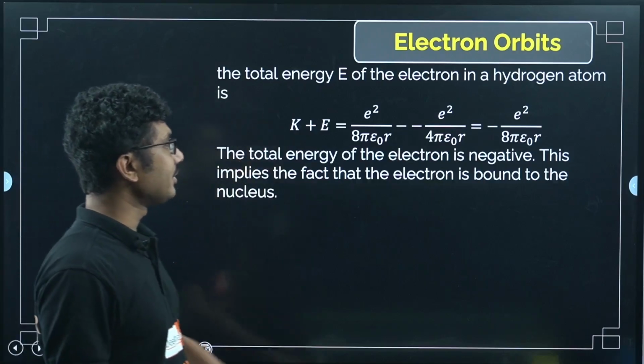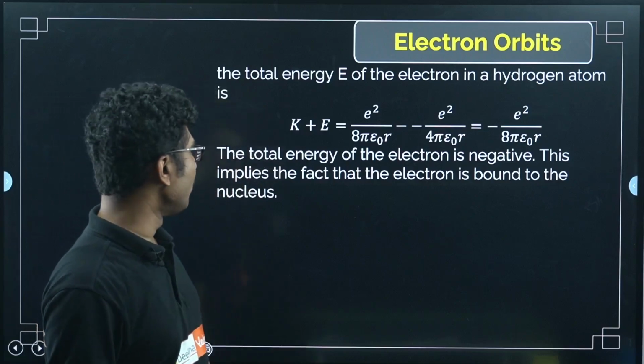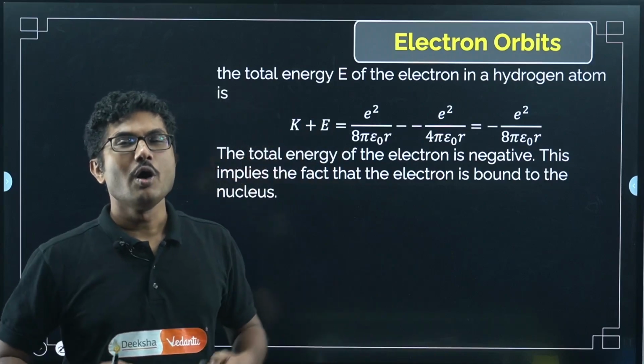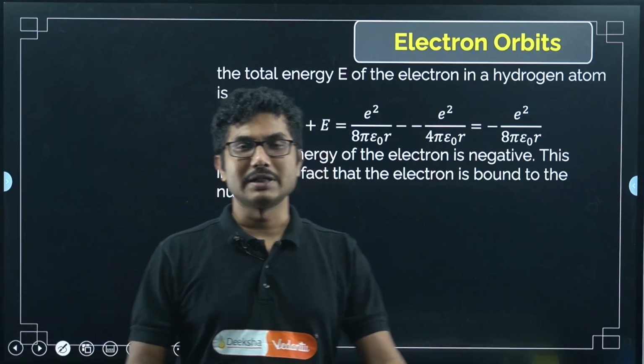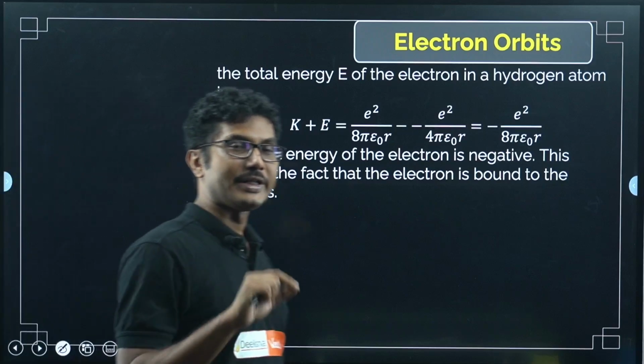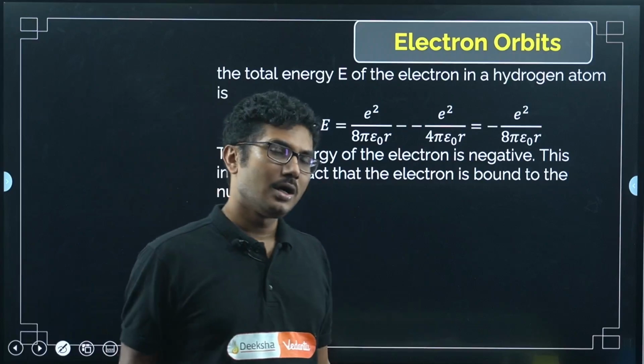The total energy of the electron is negative. This implies that the electron is bound to the nucleus. To move out of the nucleus, it has to gain some energy. In the photoelectric effect, the radiation provides that energy. Once the electron absorbs that energy, it comes out of the nucleus.